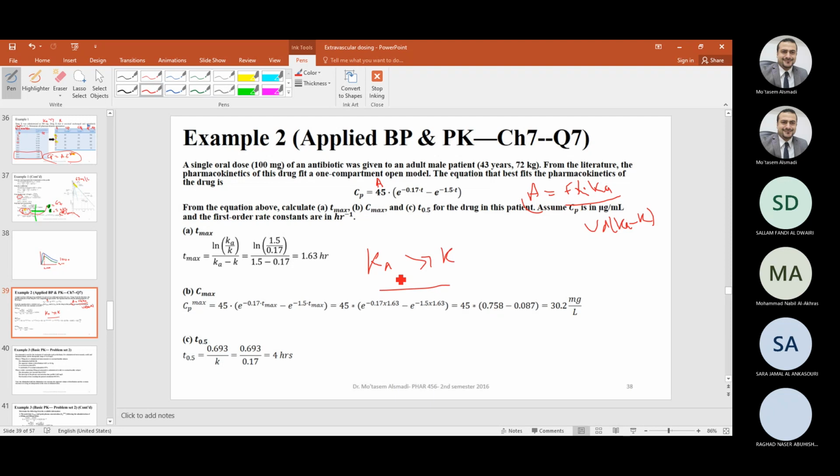What if I have a dose of 200? I'll ask you to get the Cmax. So I'll multiply this A by 2. I double the dose from 100 to 200, right? That will double the intercept A, but will not affect the K or the Ka or the Tmax, right? Got you? So as homework for you, do the same question here, but for a dose of 250.